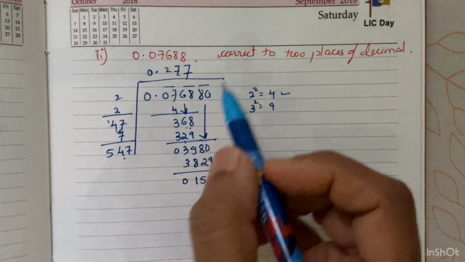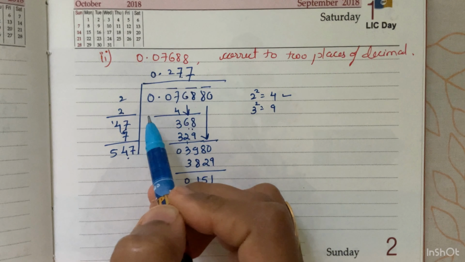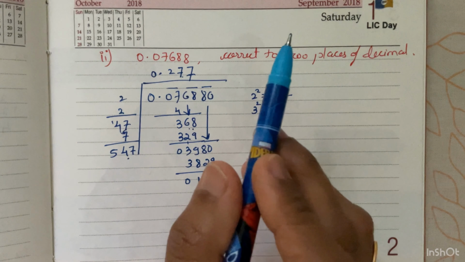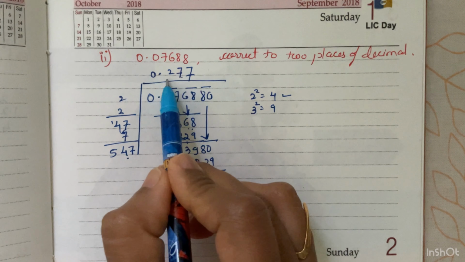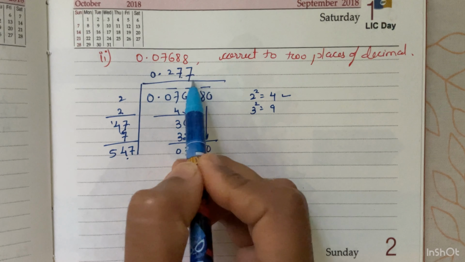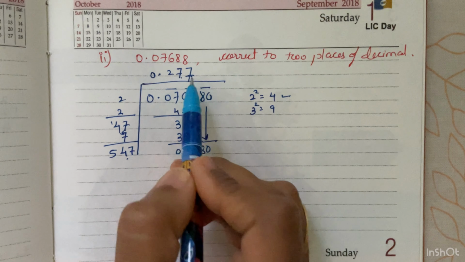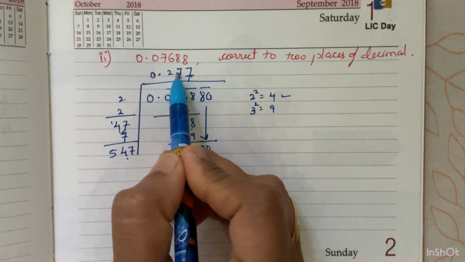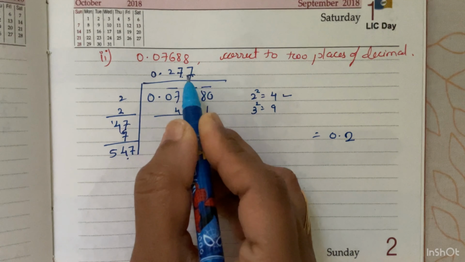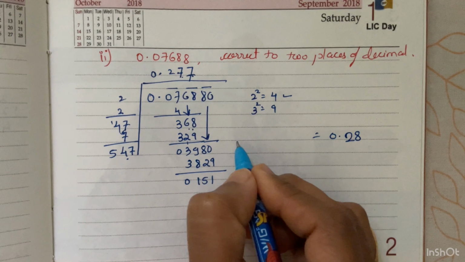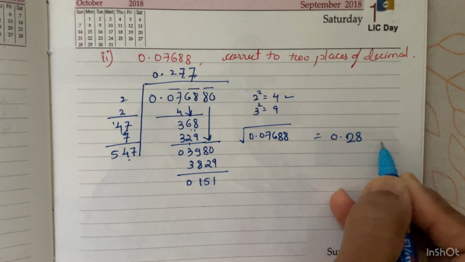Now see here, they asked us to correct it to 2 places of decimal. These are decimal places, right? So whenever they say 2 or 3 places, if it is 2 we need to find at least 3. If it is 3 we need to find at least 4. Why? Because here we found the 3 places, right? Now we need to check whether the last digit is equal to 5, greater than 5, or lesser than 5. Here it is greater than 5, so we need to add 1 to the 7. So I'll get 0.2 and when I add 1, I'll get 8. So the square root of 0.07688 is 0.28.